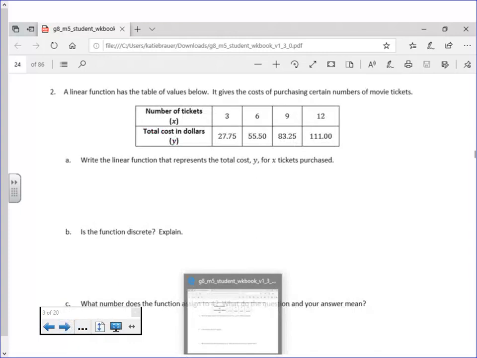Number 2, a linear function has the table of values below. It gives the cost of purchasing a certain number of movie tickets. So you're going to the movies. This is the table that goes with that. You want to come up with an equation for it.